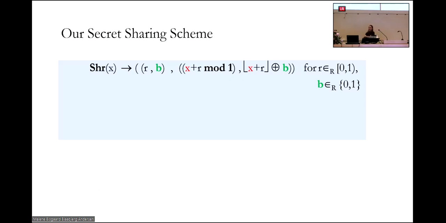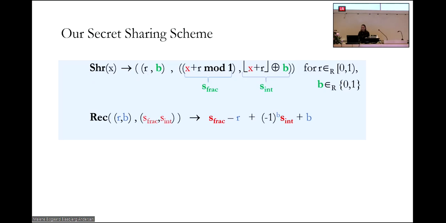So to share a secret, we take a random mask R and also a bit B. To compute the second share, we take X plus the mask, the secret plus the mask modulo 1, which is the fractional part, and also randomly flip the integral part. That's what we do here. I'll call them X int and X frac. What I want to say here, which will be important for the storage, is that the size of each share is exactly the size of the secret itself. So it will be useful.